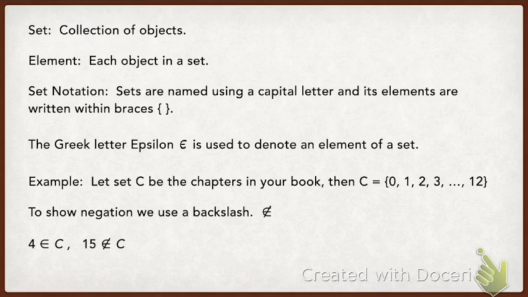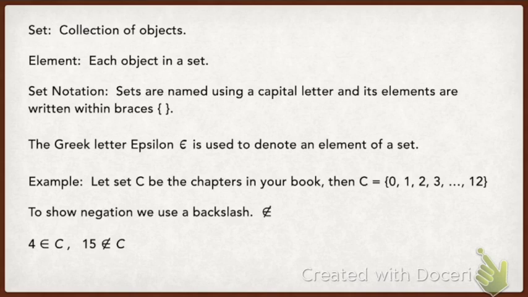Set notation. We name sets using capital letters, and its elements are written within curly braces, the braces shown on the screen. So whenever we write a set, we always place the elements inside the braces. We'll see some examples as we go forward. The Greek letter epsilon is used to denote when something is an element of a set. It's a stylized looking E. So here's an example at the bottom.